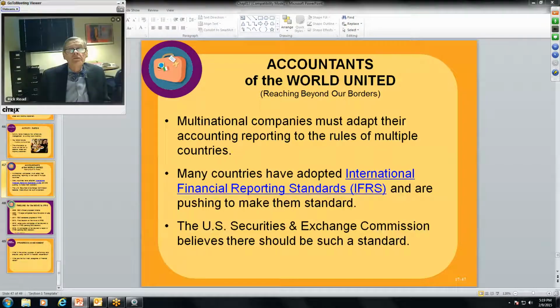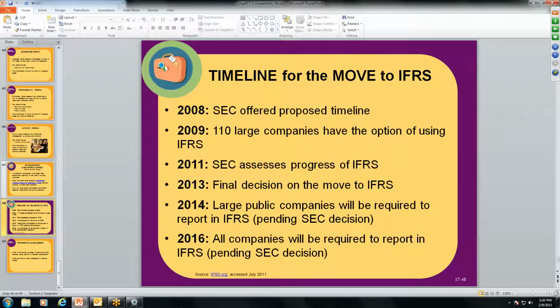This is the Accountants of the World United. There's some interesting information here that countries have adopted what's known as International Financial Reporting Standards. They want to make those standard across the world. Now, of course, not necessarily all countries will be into that, but certainly the developed countries would be. And the Securities and Exchange Commission believes there ought to be such a standard. Whether there's going to be one or not, I don't know. It's certainly something that needs to be accounted for.